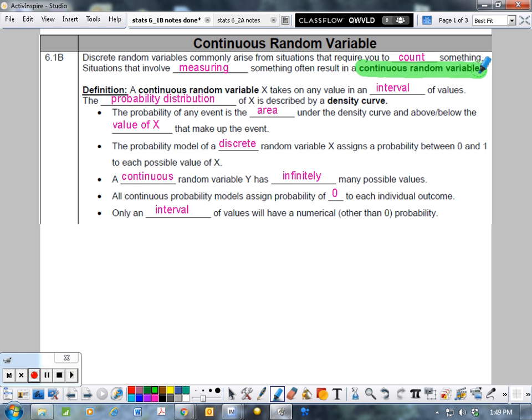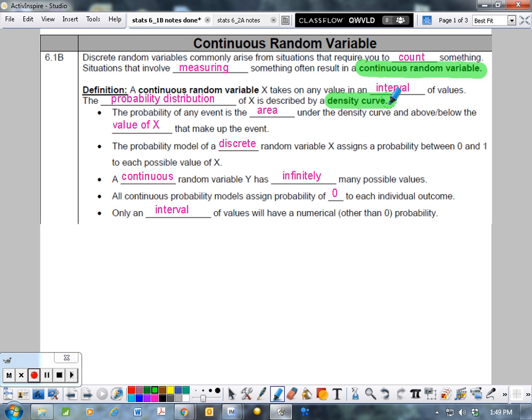Now the probability distribution of that continuous random variable is going to be shown by a density curve. And more often than not, our density curve is going to be a normal distribution. So you're going to see a lot of those normal curves popping back up, and then using our normal CDFs to help calculate the probabilities.